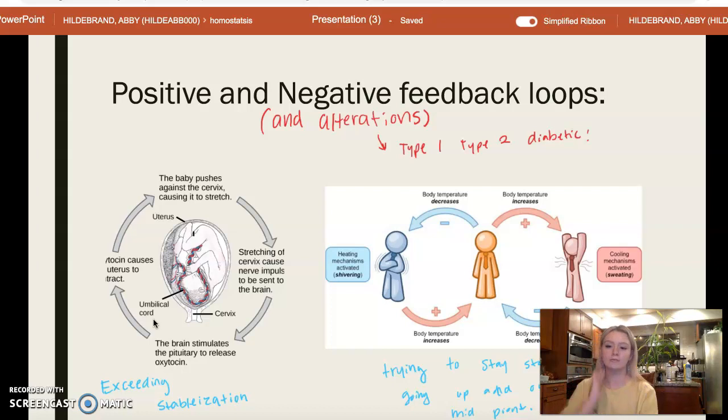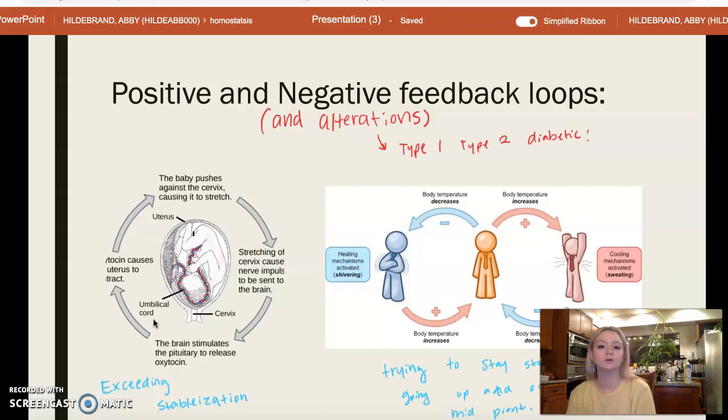So when you're pregnant and having a baby, your cervix is going to expand beyond its medical limits to make sure that the baby can get out more easily for you. And that's a positive feedback loop.